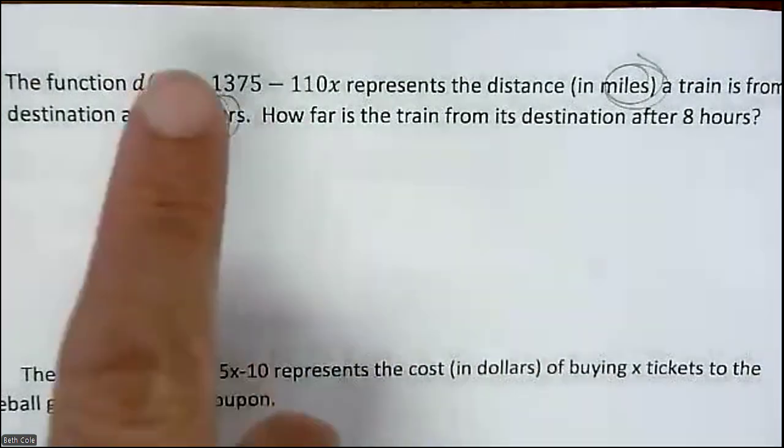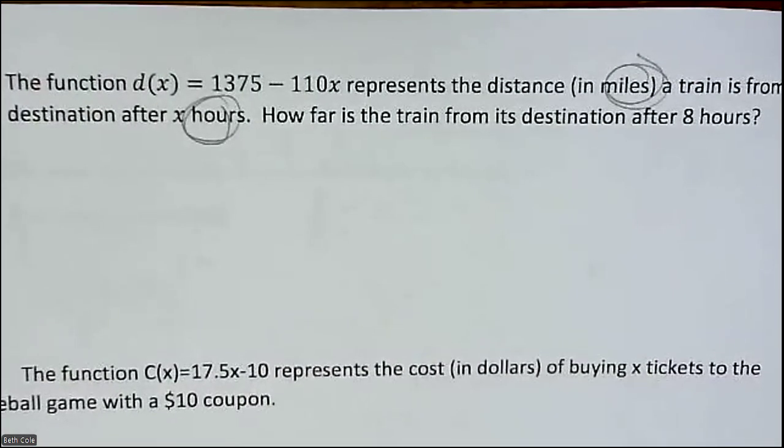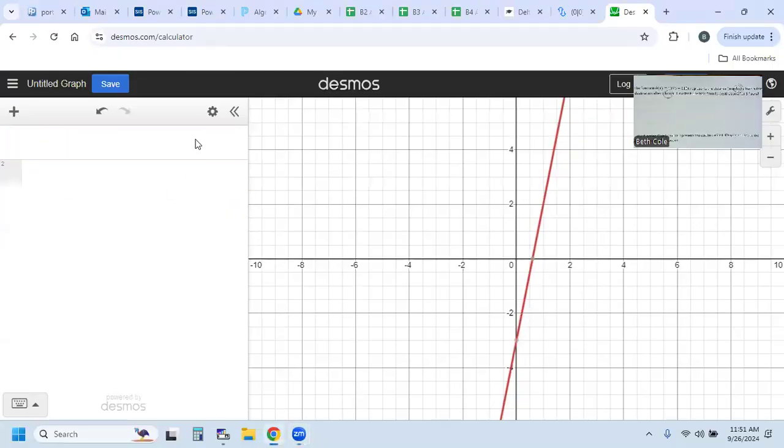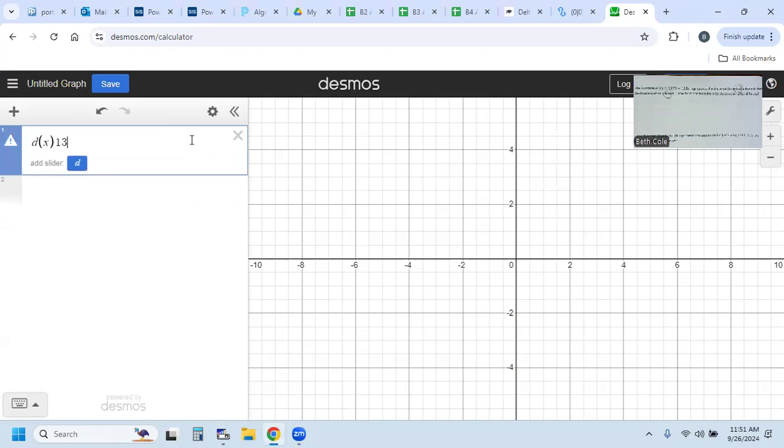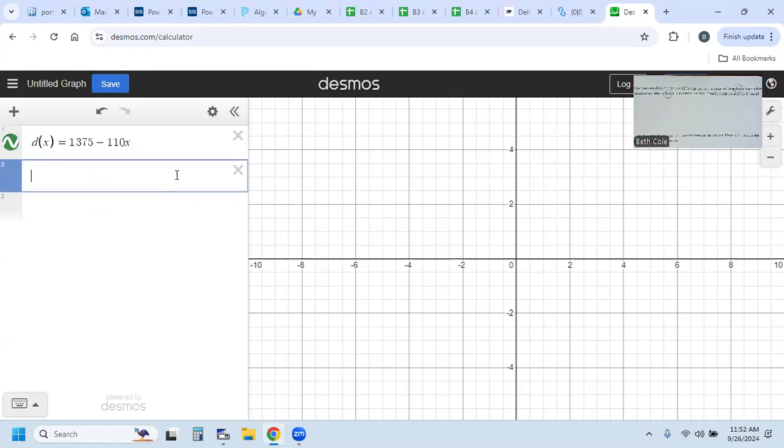All you're going to do is plug in 8, but I can show you how to do it on the calculator. Look. Because some of the numbers are bigger. But this one was D, wasn't it? Oh, why do you think it was called D, though? Because if you read, good. All right, so D of x equals 1375 minus 110x. And then what am I gonna put in the next box down?